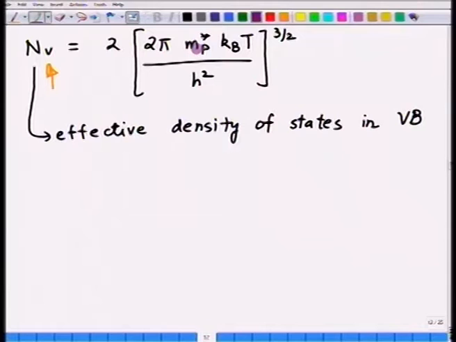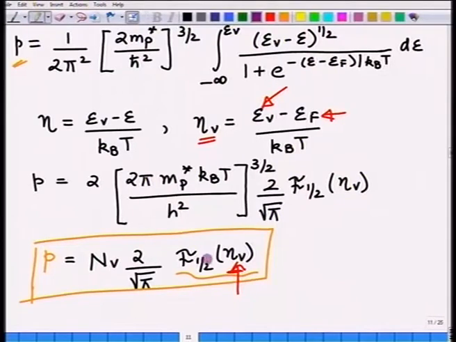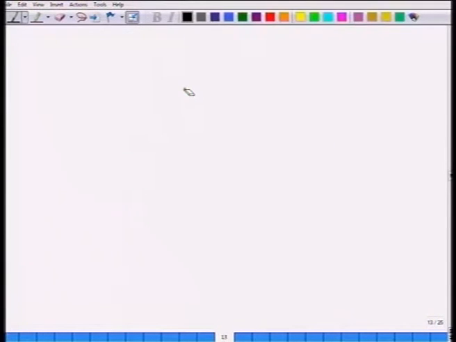All right, but we are going to make some simplifications. So, this is the effective density of states in the valence band. So, let us move forward. As we continue, what we do is now try to get an estimate or approximation for this Fermi-Dirac integral. So, that is what we are going to do now.